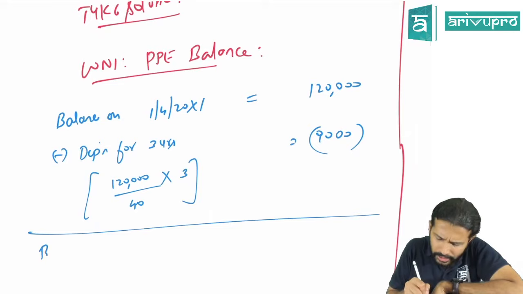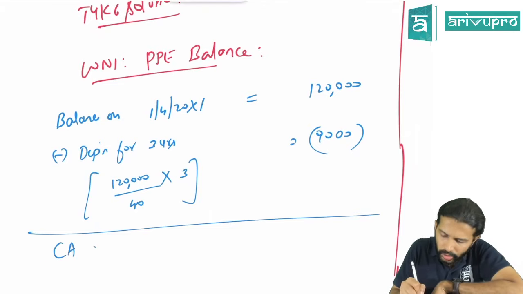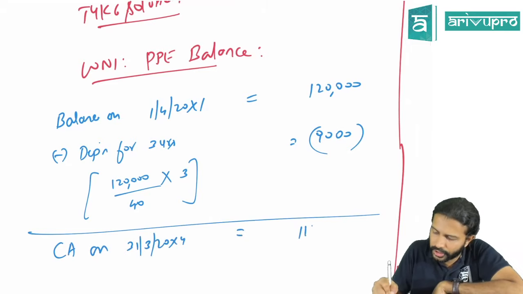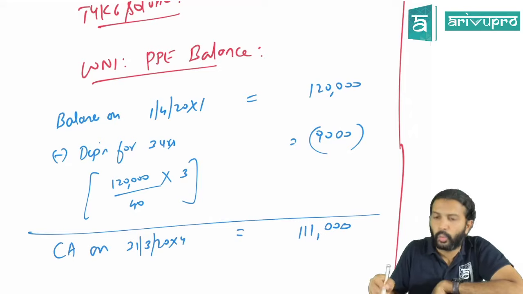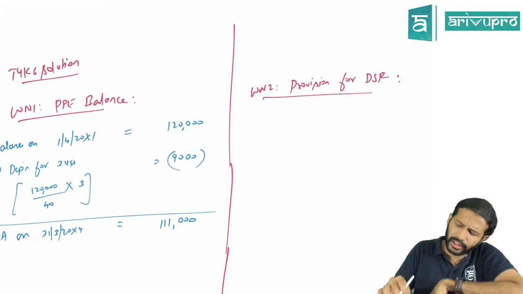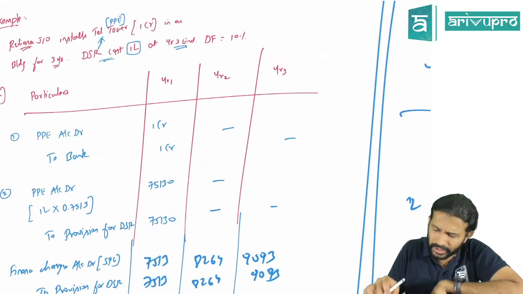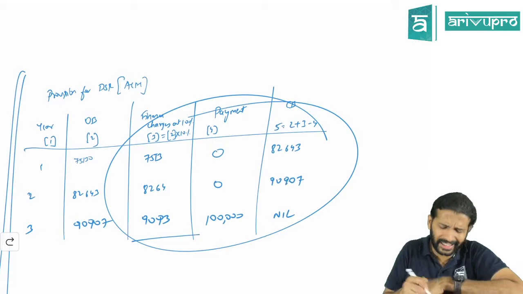So what will be the balance? The book value, or the carrying amount, on 31st March 20x4, after depreciation, is 1,11,000. This is PP ka balance still. Same funda, let's do it for decommissioning provision for DSR also. Either you can put up this table which I showed or directly we'll calculate now.